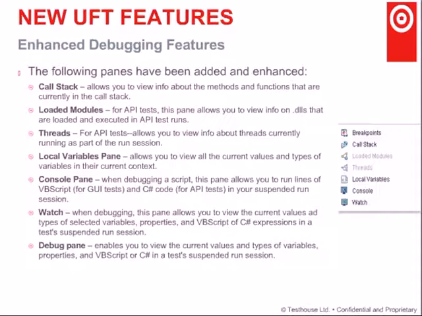I'll just elaborate on that a little bit. You can set watch variables so that if you're trying to test the value of a variable in debug, when you suspend your debug session and step through line by line, the minute that value changes, you will get a flag to tell you it's changed, so you can obviously debug your code. And the debug pane enables you to view the current values and types of variables, properties, and VB script or C# in a test suspended run session.